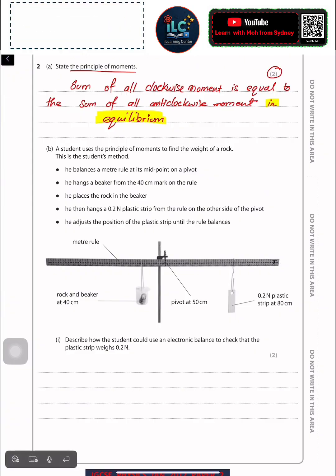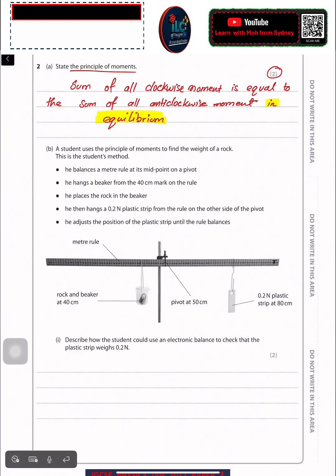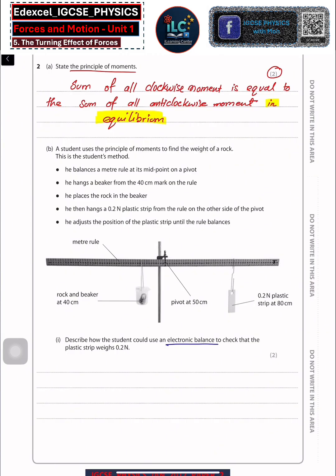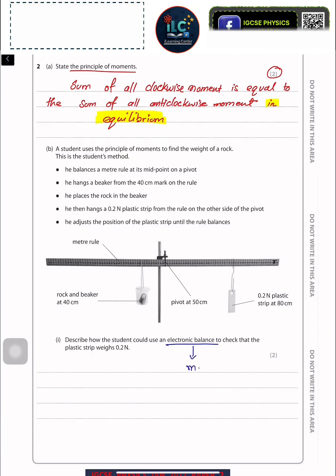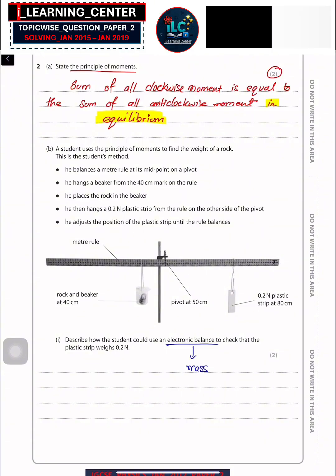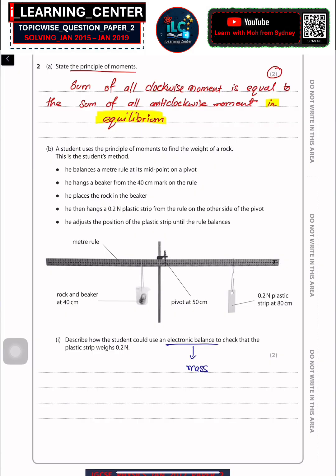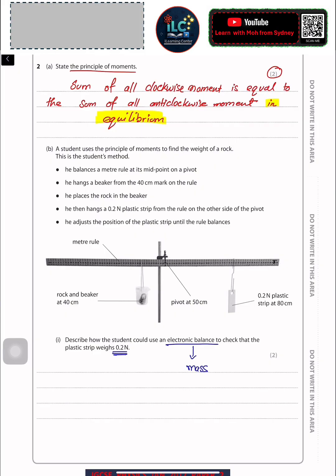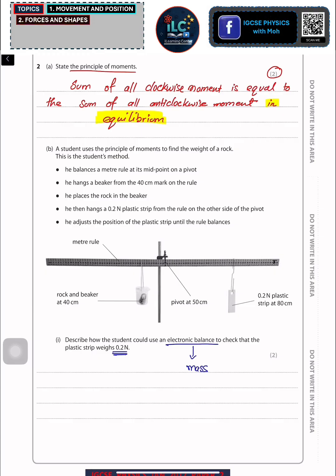For part B, it's asking how the student should use the electronic balance. You usually know that for electronic balance we measure mass. So they're giving you the option that you can't use a Newton meter, which means you can't measure force directly. So when we need to answer how we are doing this calculation, we need to say we are going to measure the mass first using the electronic balance, and then we will multiply it by g.